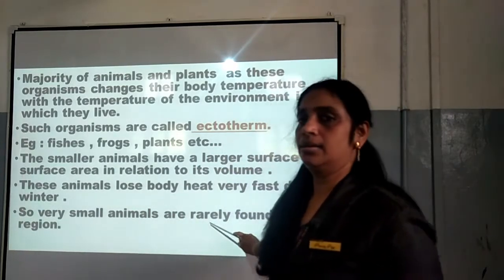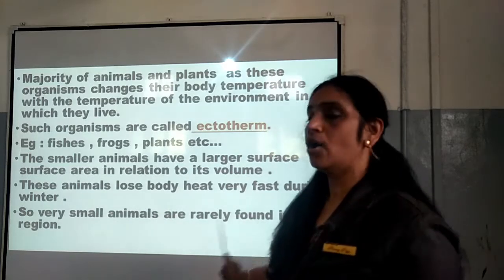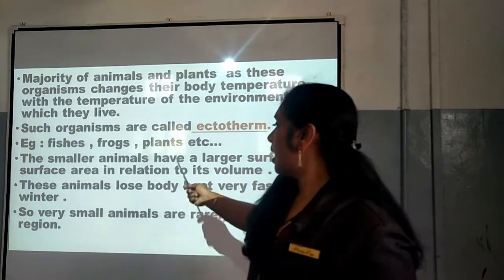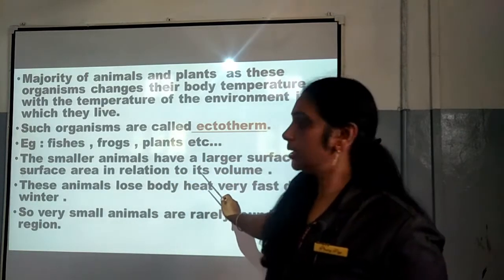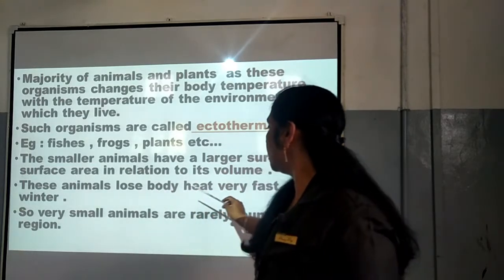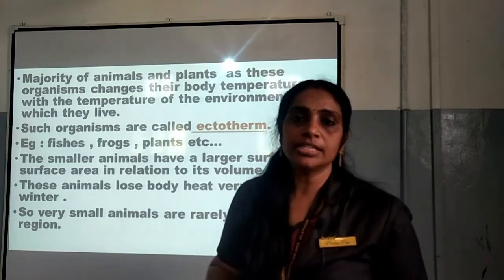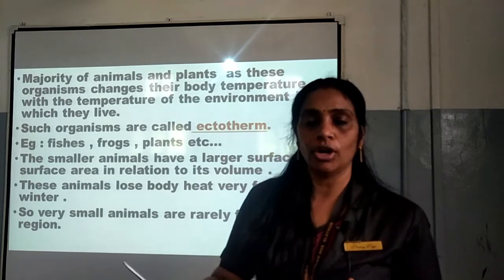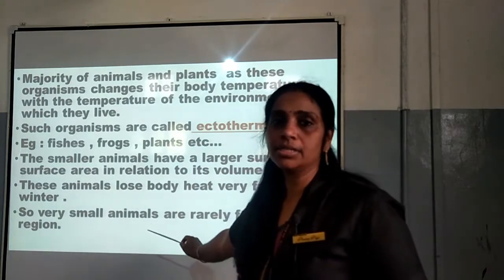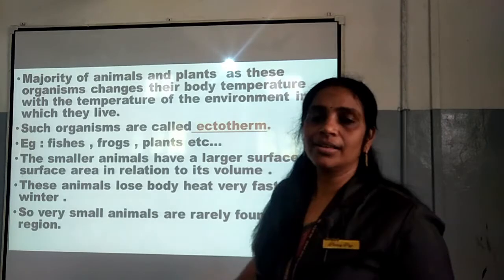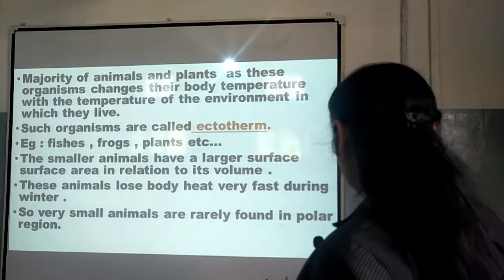This is very, very important. In the question paper, it is asked: give reason for why very small animals are rarely found in the polar region. The answer is, as these animals have a large surface area compared to their volume, they lose body heat very fast in the winter season. And we know that the polar region is where snowfall is taking place all the time. It is a region of cold. Therefore, small animals are seen very rarely in the polar region. This is the main point which you have to understand and study, my dear children.